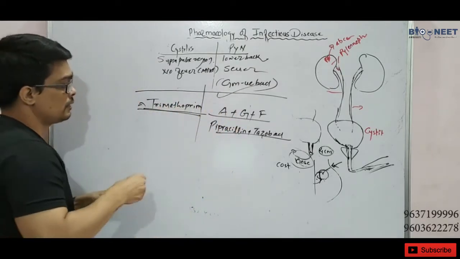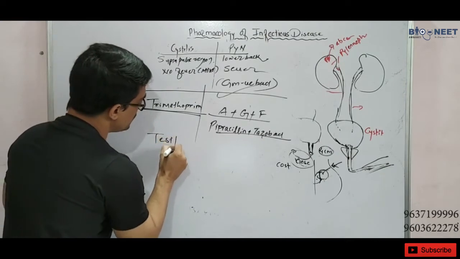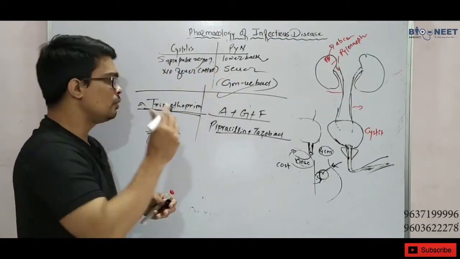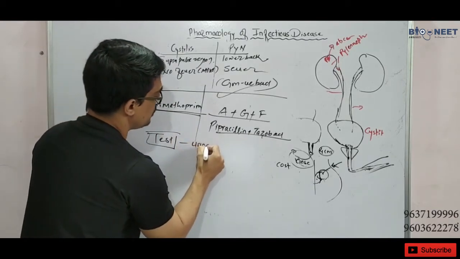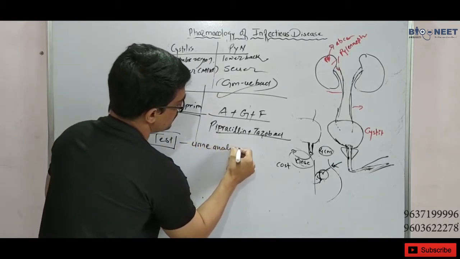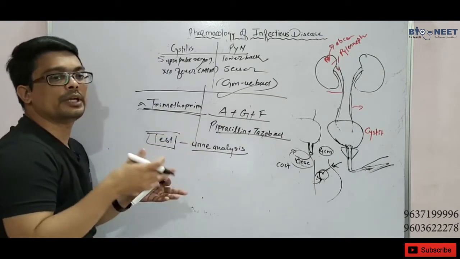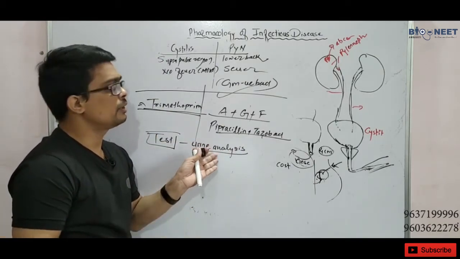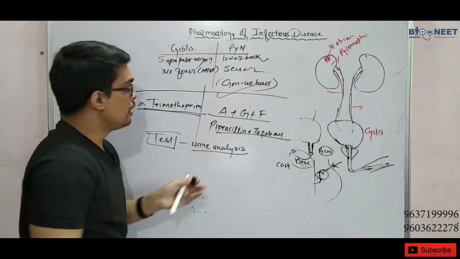Now we will see the tests. How to diagnose? Basically we need to perform some tests. Urine infection, you should go for the urine analysis. Very easy. It's a urine analysis to find out the pus cells, to find out the bacteria, to find out exactly which kind of infection is there. So you can perform the urine analysis, right?